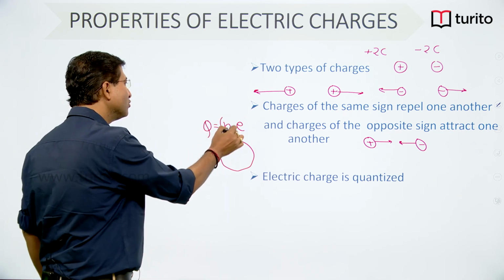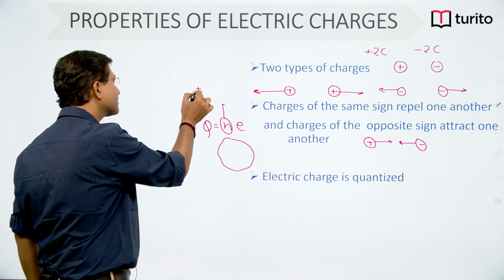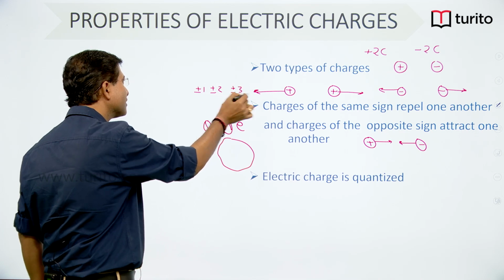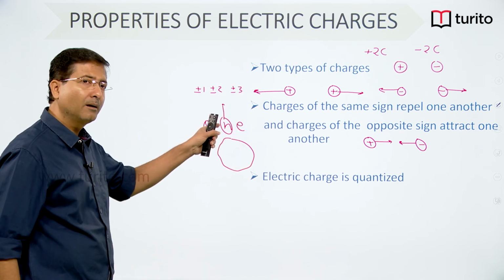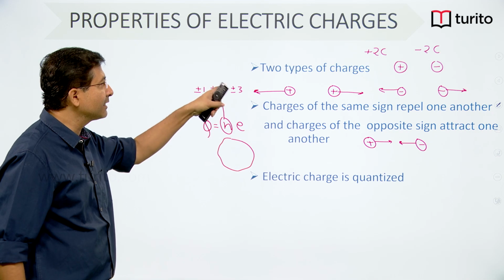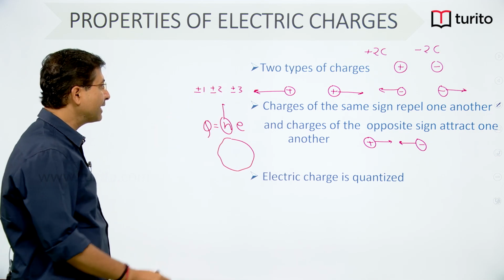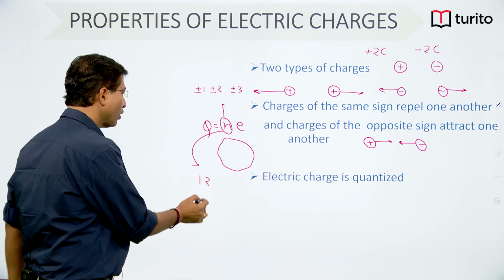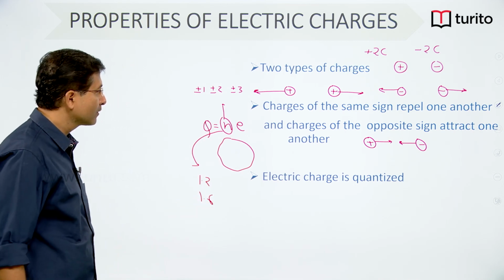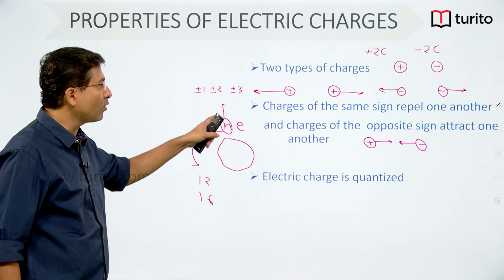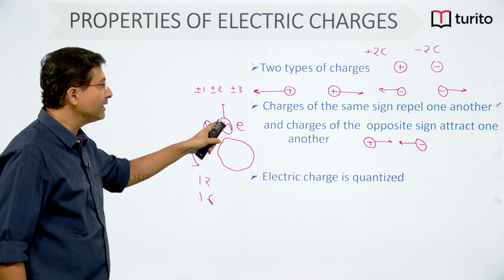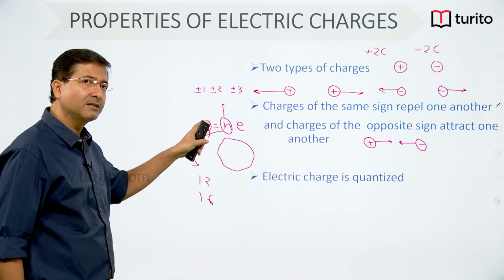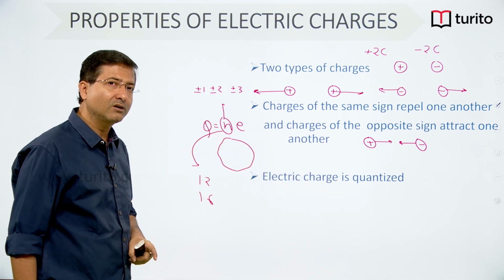Here n can assume plus minus 1, plus minus 2, plus minus 3, so on. So n can be positive or negative 1, positive or negative 2, positive or negative 3. It cannot assume any value like 1.2 or 1.6. So as it assumes all integer values, we say that charge is quantized, and charge on a body is an integral multiple of charge on electron.